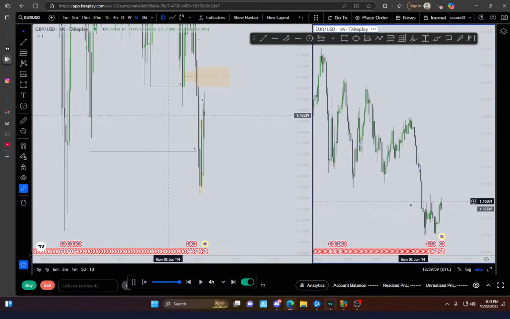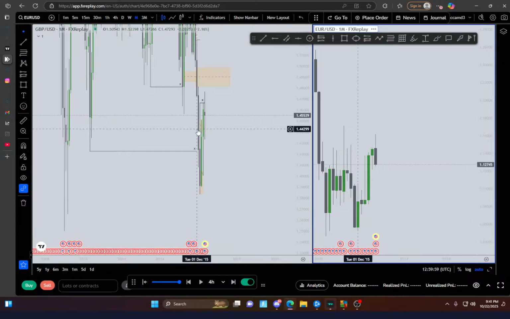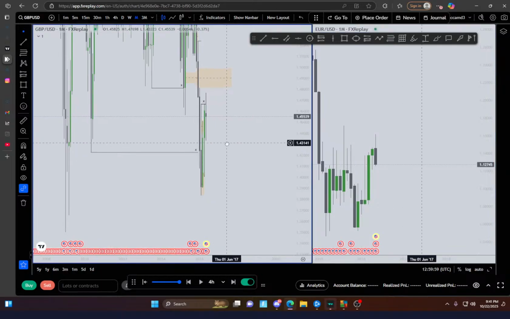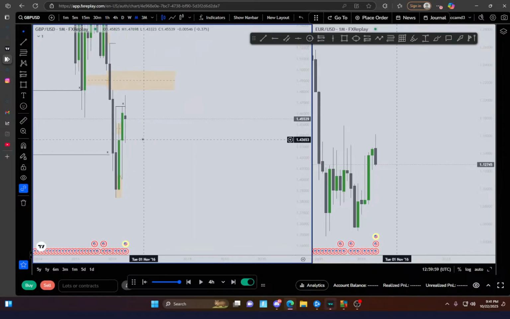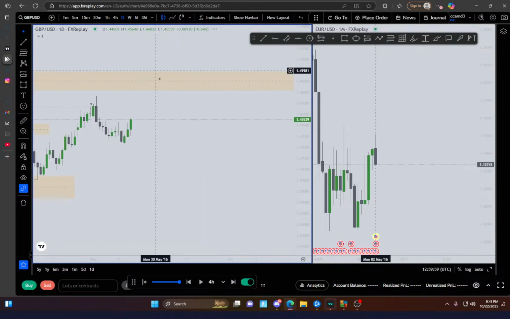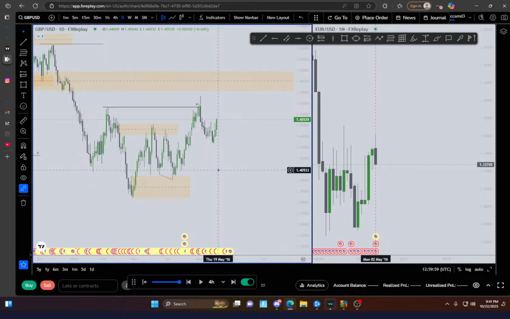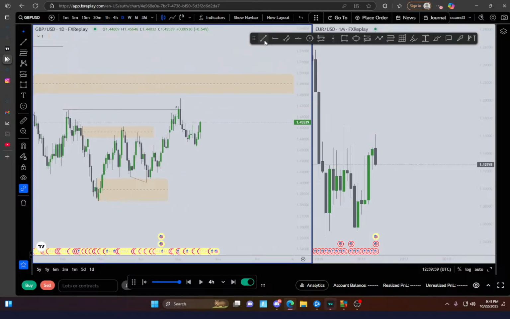Let's go on the month. Let's see. So wicks taken. Second, that wick is taken. So this thing is just cracked. After we had that wick taken out, we start to see bearish reactions from there. Bearish reaction.